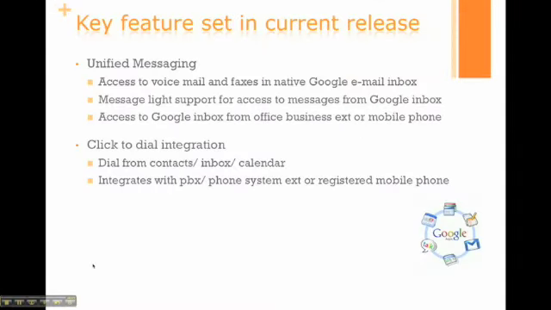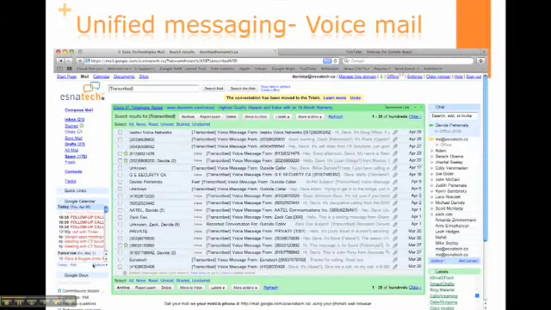What are the key feature sets in the current release of our unified communications platform integrated into Google Apps? An example is unified messaging. When I'm in this fictitious company, Esna Technologies, and I go into my inbox, I now have access by using the powerful Google search to look up voice message, and it would pull up all my voice messages in my inbox.